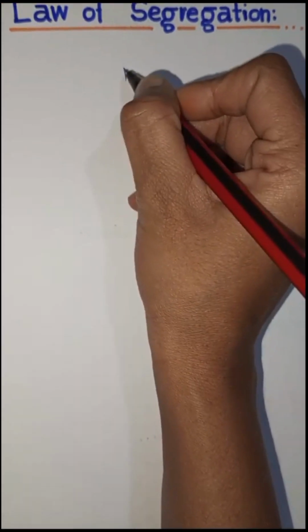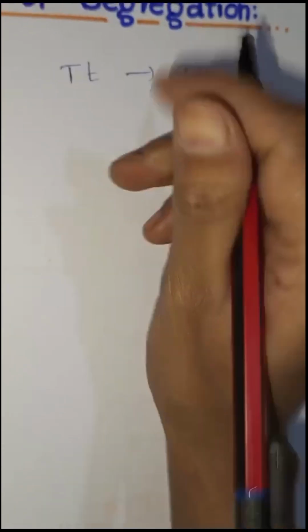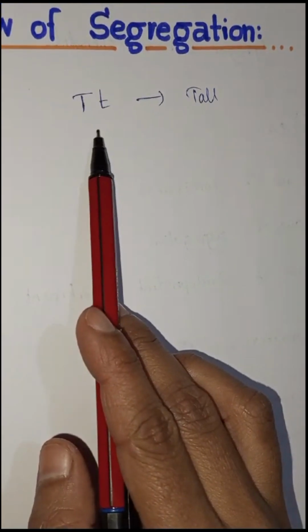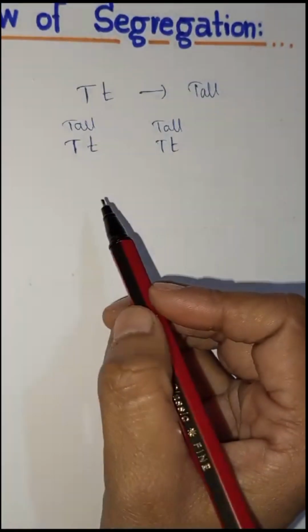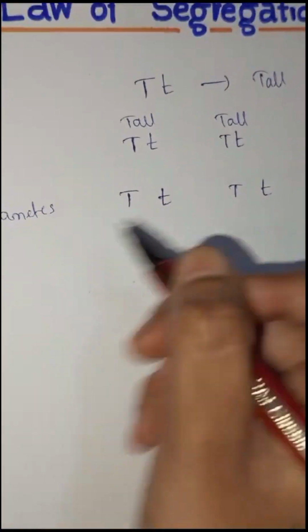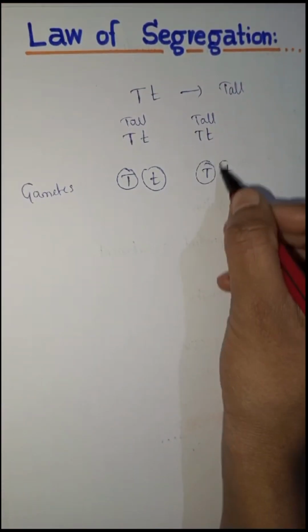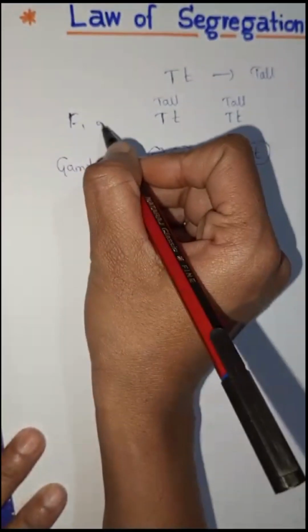The first generation we obtained was capital T small t, which was the tall character. Now we self-bred this. Self-bred means the same pea plant is bred with one more pea plant having the same gametes. So we have Tt and Tt. This is also tall and this is also tall. Now the gametes produced are capital T, small t, capital T, small t. These things we call gametes, so just remember to put a circle around them. These are the gametes of the F1 generation.